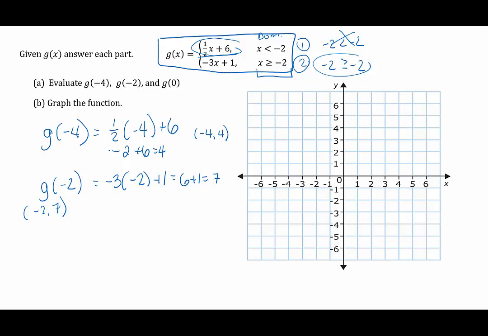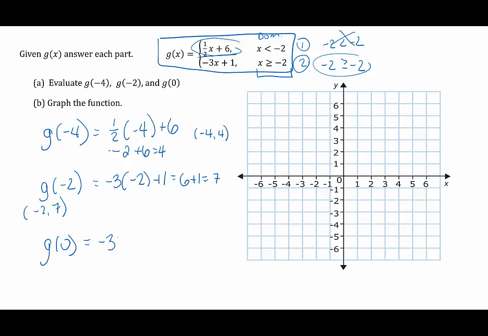Okay, lastly, what do we have? G of 0. So where is 0, where does it make a true statement? Does it belong in the top piece, piece 1, or the bottom piece, piece 2? This would go in the bottom piece because 0 is greater than or equal to -2. So we're only going to plug it into piece number 2.